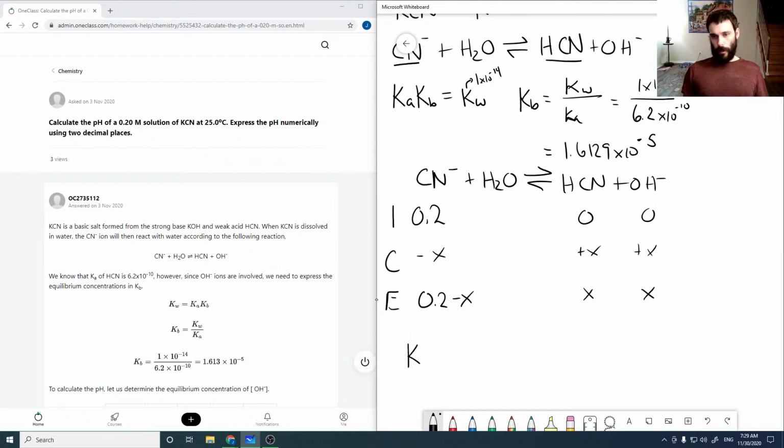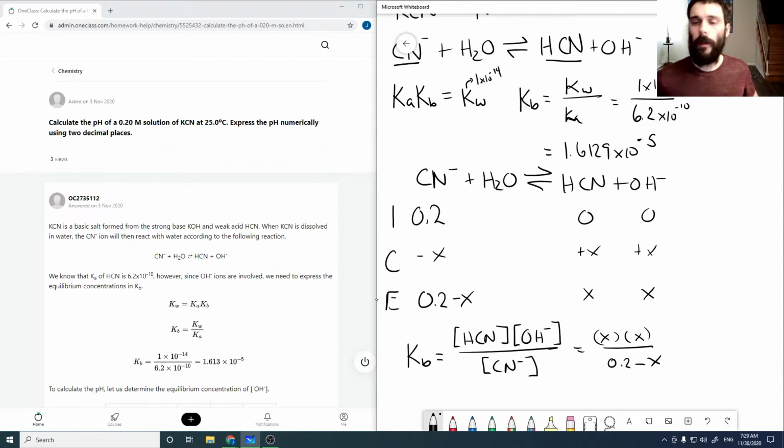And so that means our Kb is equal to our HCN concentration, our OH minus concentration, over our CN minus concentration, all at equilibrium. These are our equilibrium values, so just x times x over 0.2 minus x. And then, as we've done many times before, to simplify things, I'm going to assume that this is just 0.2, as x is going to be very small because our Kb is also very small.